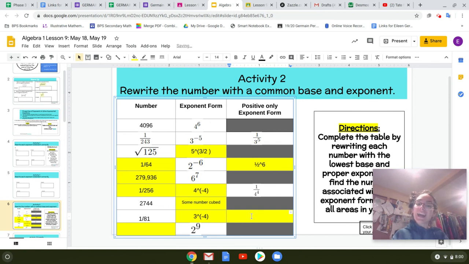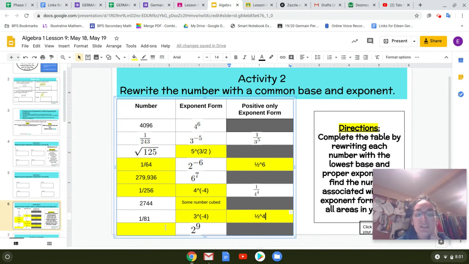If we were to write it now as a positive only exponent, that means I'm going to have a fraction with a numerator of 1. I'm going to have 1 over 3 raised to the 4th power. And just because I put it in this denominator now, I don't have to put these parentheses around it because it's not like a negative 4, it's just a positive 4.